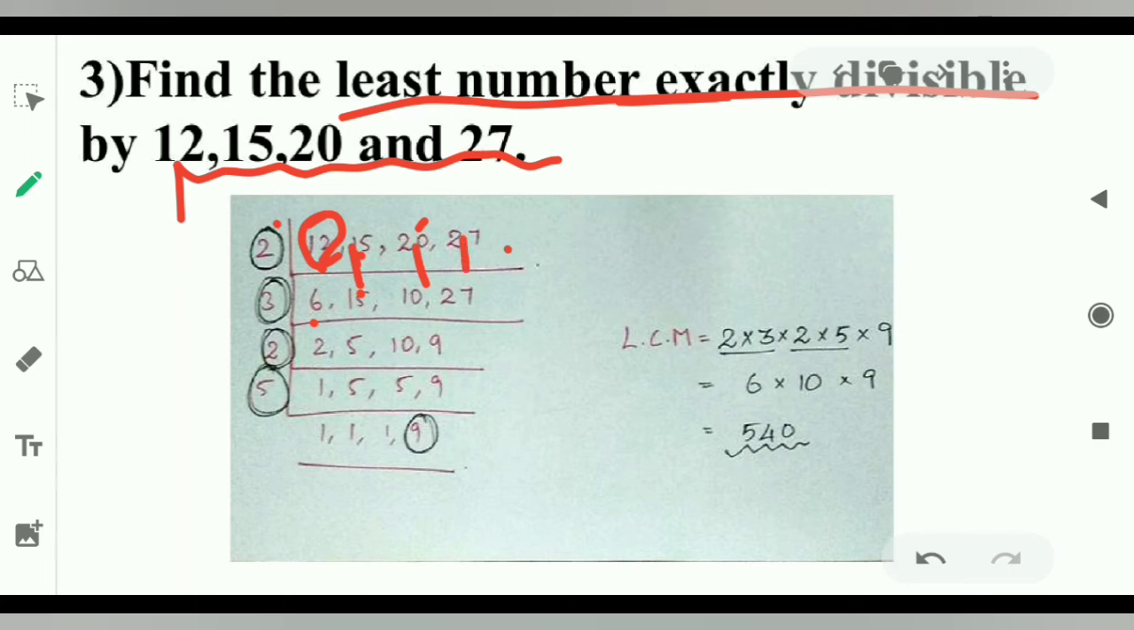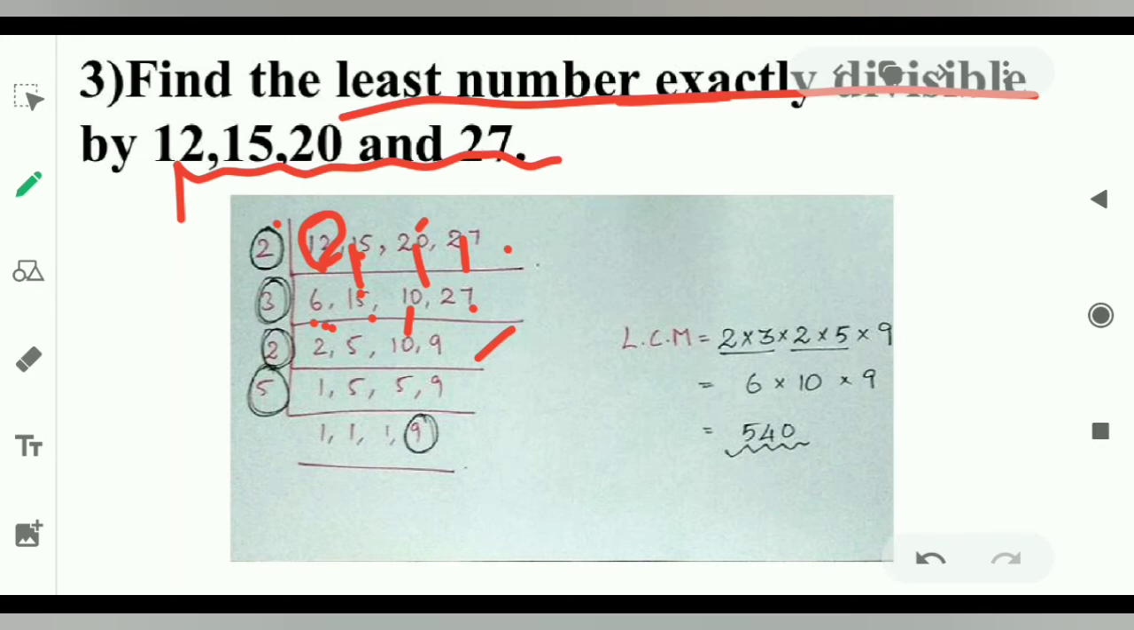Again, in this row, 6, 15, 27, these three numbers are divisible by 3. So we are dividing by 3, and we'll get this row as 2, 5, 10. We are taking 10 as such because whenever the number is not divisible by the chosen number, we have to carry forward the number to the next row.